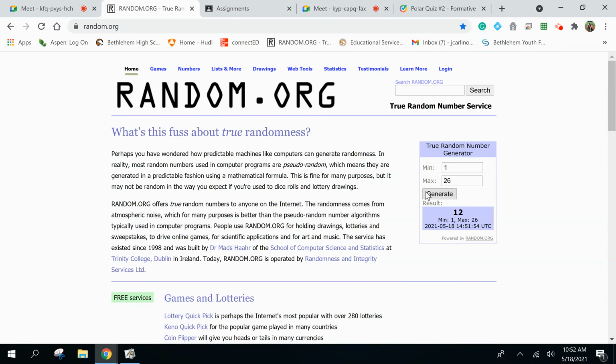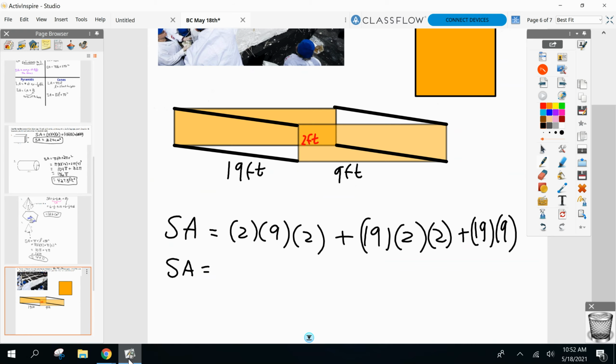Here we go, Lucas. What do you have? How many square feet of frosting do I need? 283 square feet. There you go. I need 283 square feet. Now, I want to put this in real life terms. What is 283 square feet of frosting? Because I don't think you guys realize how much frosting that is.